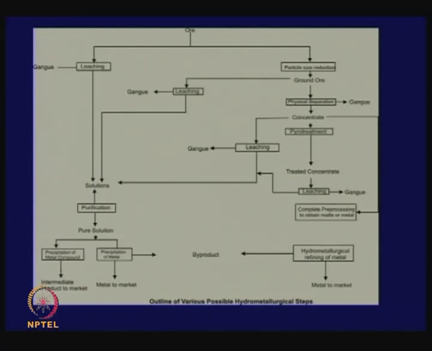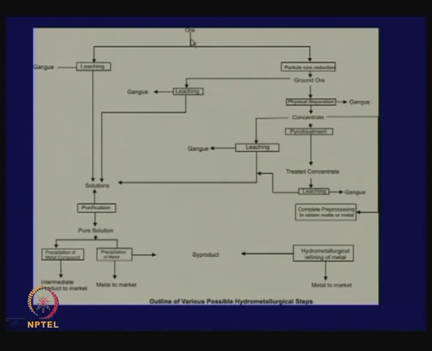This is, in a nutshell, the outline of various possible hydrometallurgical steps. There is the ore that you want to treat, of course, not ore from the mines, it has to be processed ore, which has gone through mineral beneficiation techniques. It gets leached, you get solutions which are purified, you get a pure solution, you can precipitate a pure compound from which you get an intermediate product to market, or from the pure solution you can precipitate the metal, that the metal goes to the market, and you can get some byproducts.